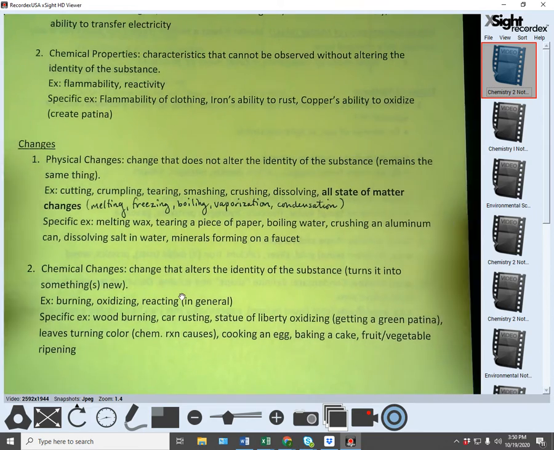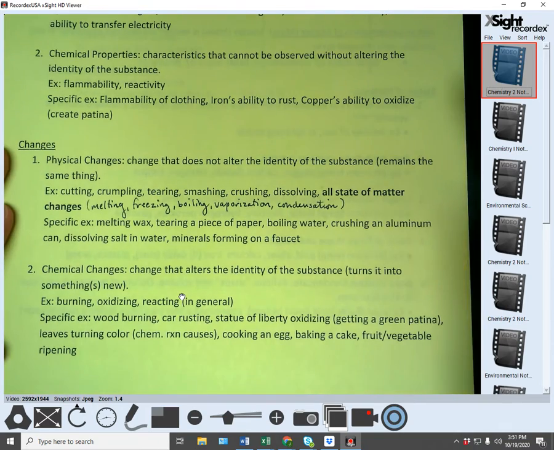Those, all that's happening in those is the molecules are getting further apart or closer together. It's not actually changing the substance. So you take water and you freeze it, it's still H2O, it's still water. You take water and you boil it, turn it into a gas, it's still water. Okay, you're not changing it. Those are physical changes, not something new.